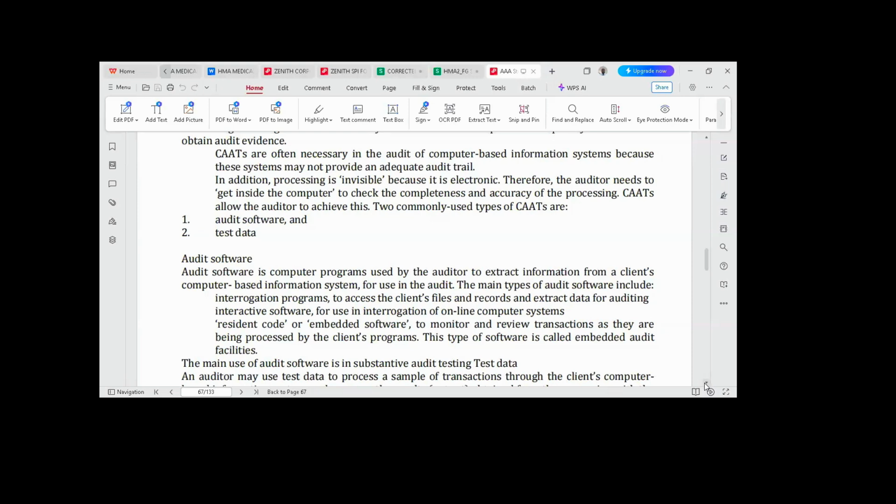Once it's installed, it will be programmed in such a way that it will only serve the purpose of the auditor. So anytime the auditor needs information, all the auditor needs to do is to input the program, and whatever information he wants to get from the system, he gets it online, real time. So once it's installed, the auditor will have access to any information you have on it. Anything you post, the auditor can see it.